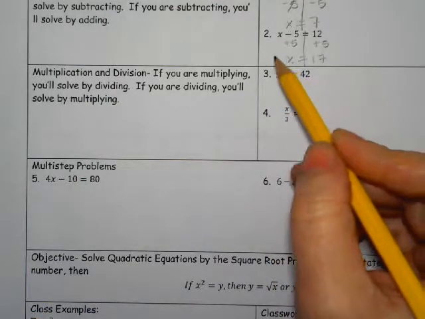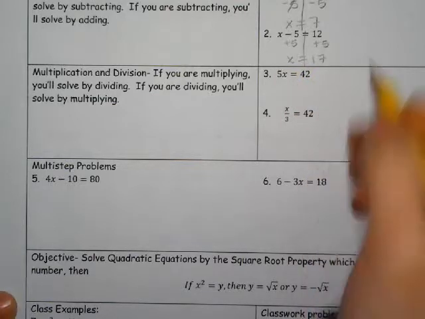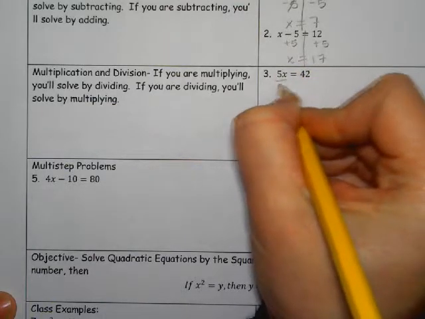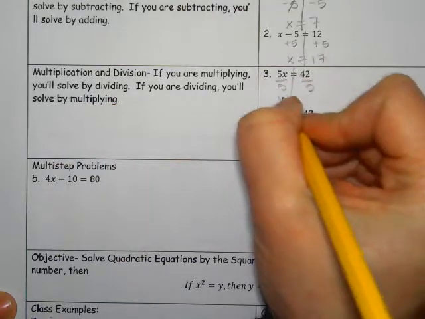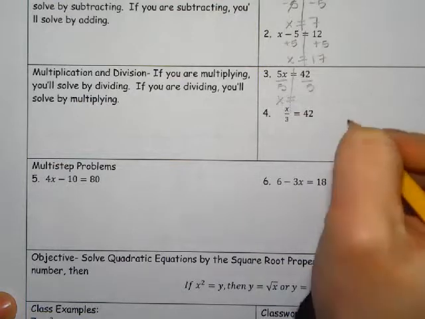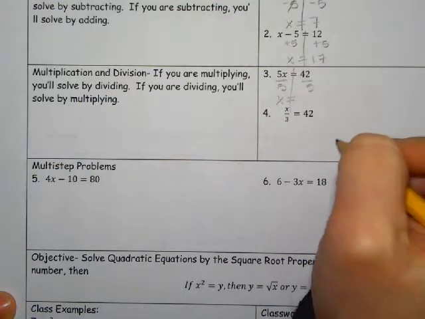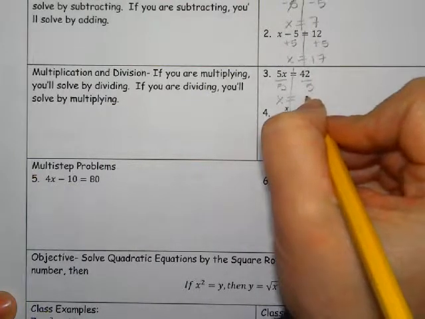This is not going to come out to a whole number, so those of you with calculators, 42 divided by 5 is what? 8.4. And once you have that x by itself, then you're good to go.